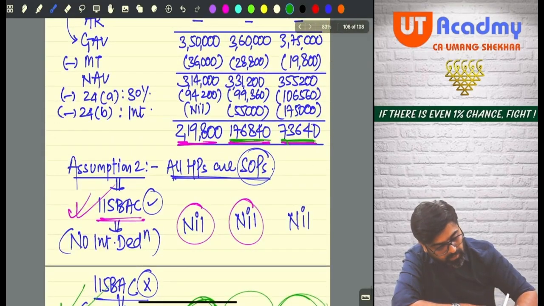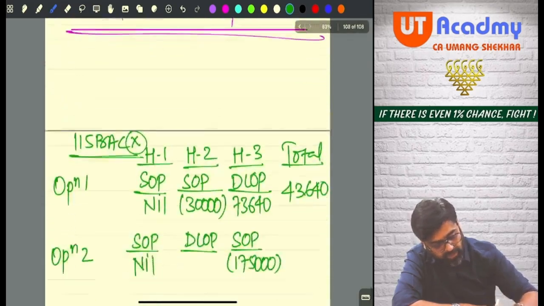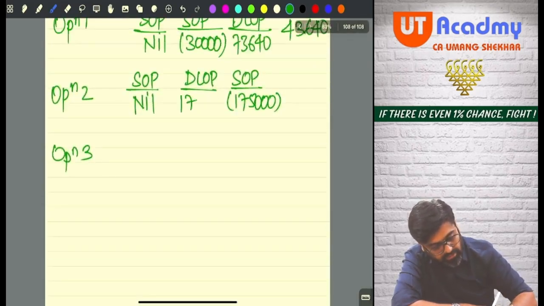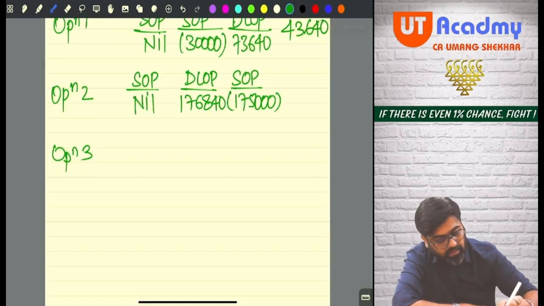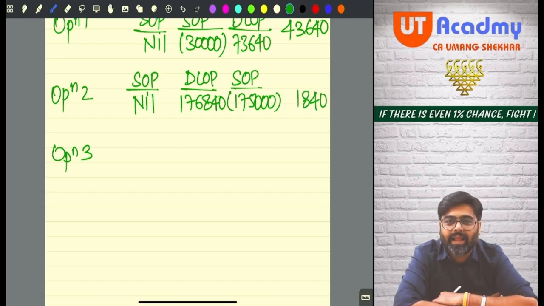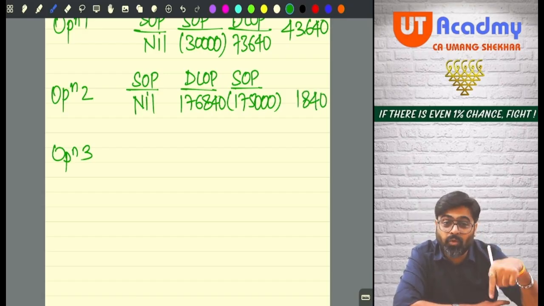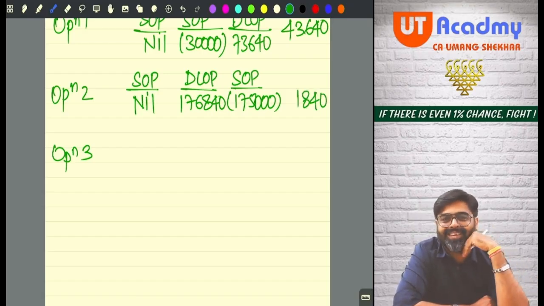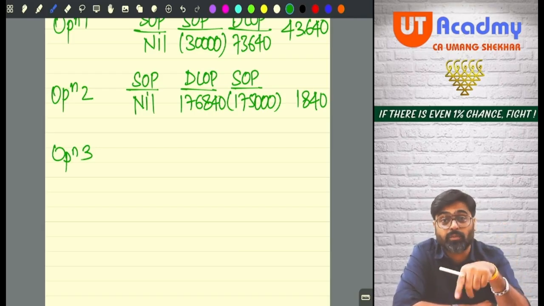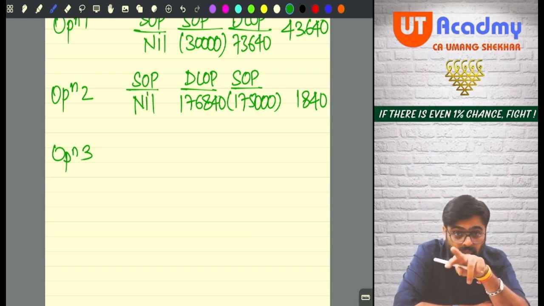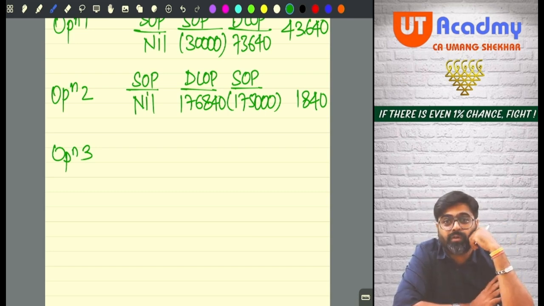House property to DLOP income is 176,840. Now it will give me 1,840 taxable. Can I say this is much better than option 1? In option 1, I was supposed to pay tax on 43,640. In this option, my only taxable income will be 1,840. Now let's see option 3.